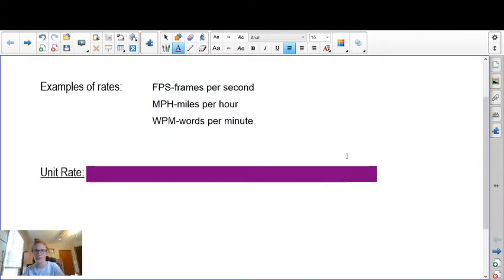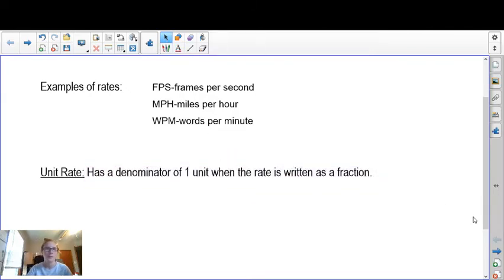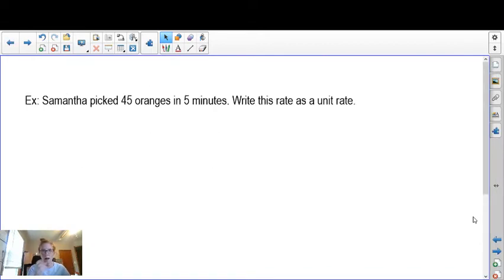And then it brings us to our next definition, which is unit rate. A unit rate has a denominator of 1 unit, depending on the type of unit it is, when the rate is written as a fraction. So we'll see most of these written as fractions. So this leads us to our first example.